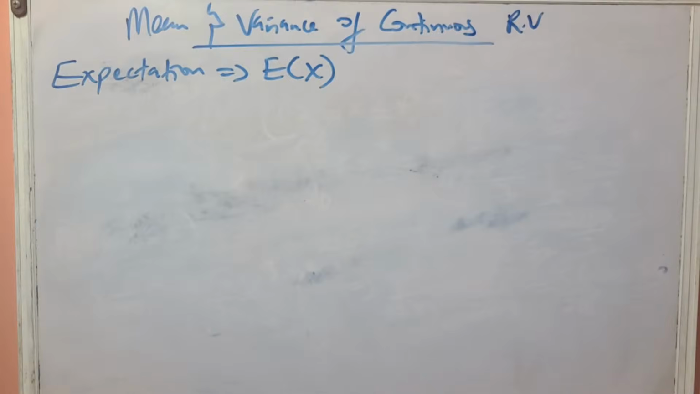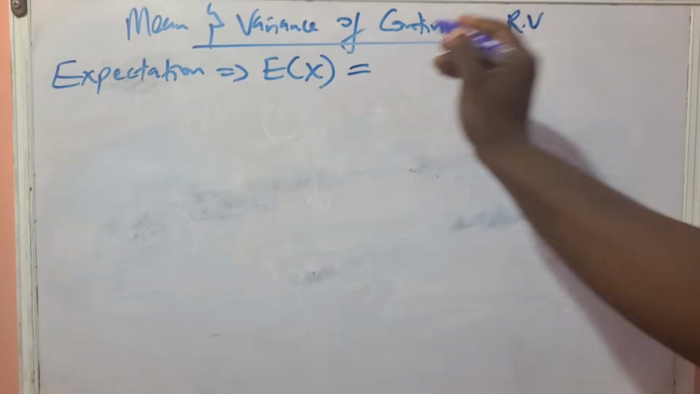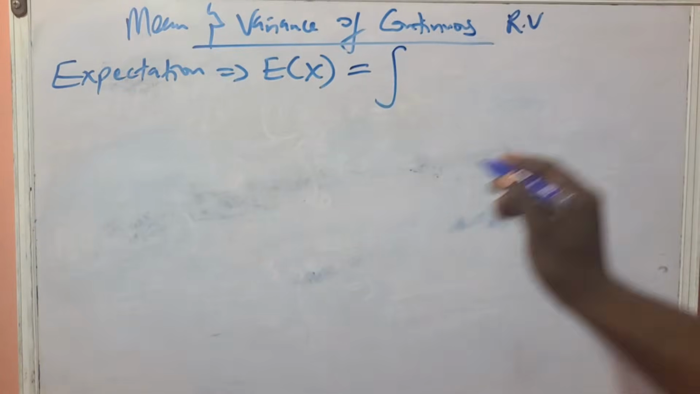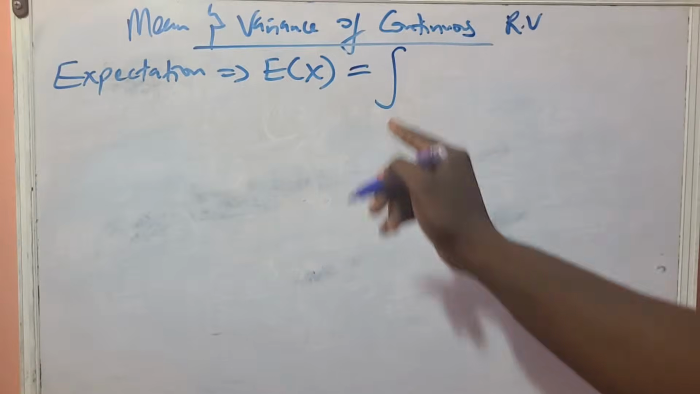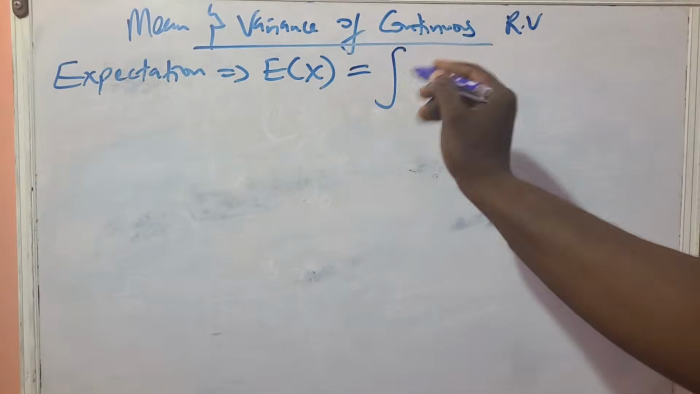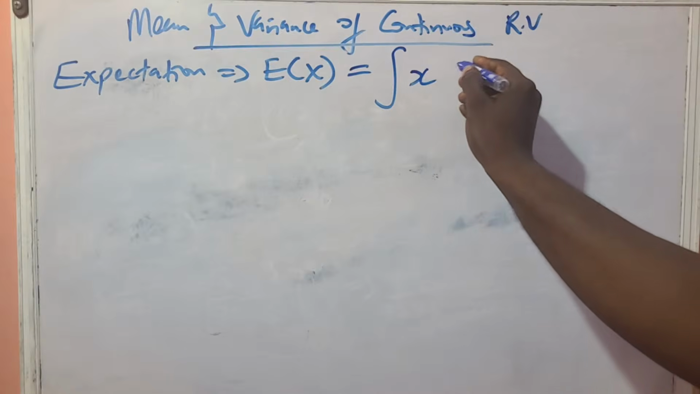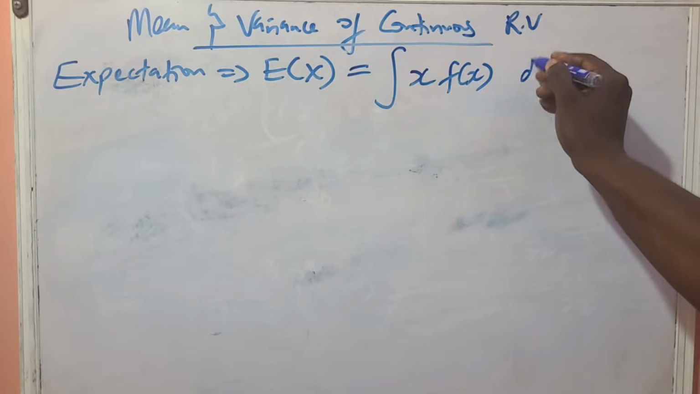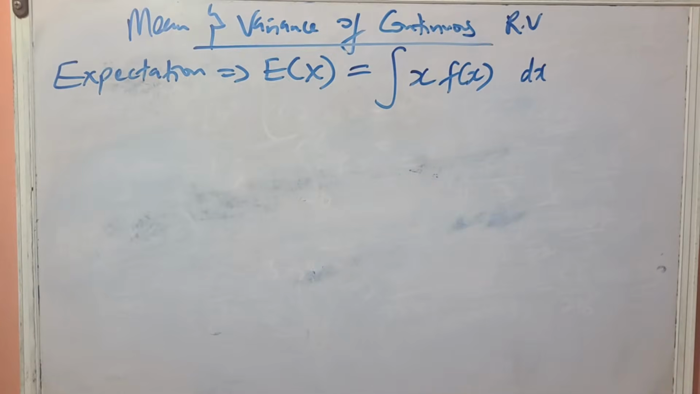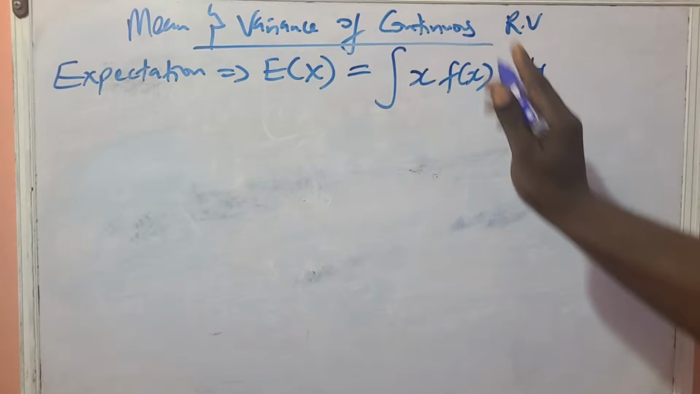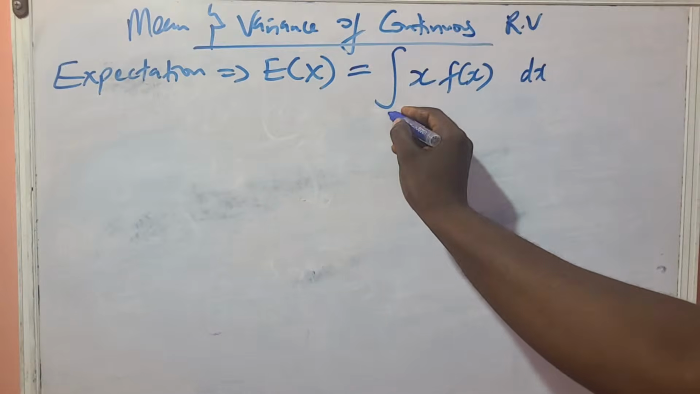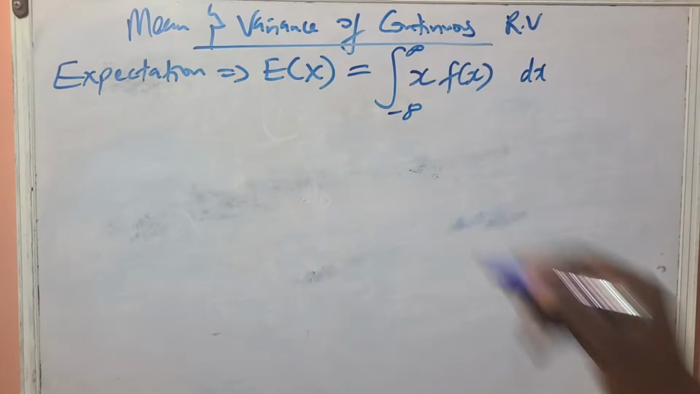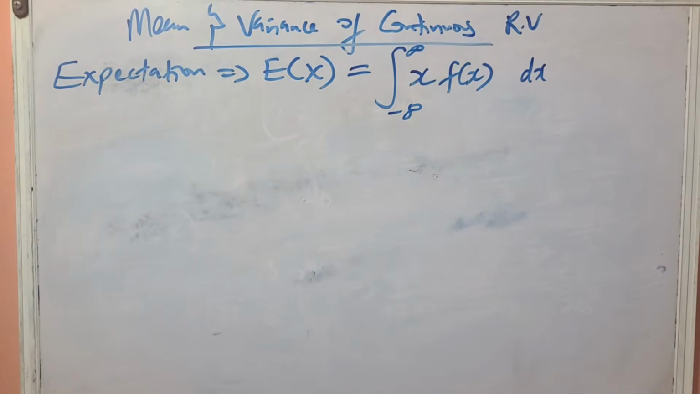Look at it. Expectation under continuous random variable. Just to recollect, when you were doing discrete, you had summation. Under continuous, you will have integration. The same thing: x, f of x, and of course you will be integrating with respect to x. This is a general expression, so I'll be putting minus infinity to infinity. And I'm sure everybody understands why I'm putting minus infinity to infinity.